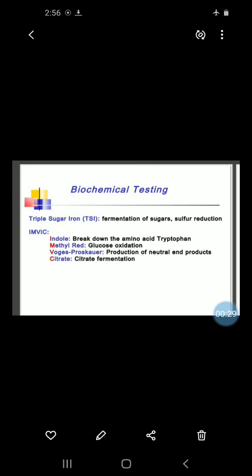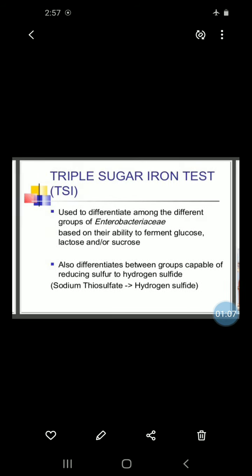First, the IMVIC test, capital IMVIC. Then the triple sugar iron, that is capital TSI, which is for fermentation of sugar and sulfur reduction. So what is IMVIC? I for indole, it is for breakdown of the amino acid tryptophan. Then methyl red for glucose oxidation. Then Voges-Proskauer, production of neutral end products. And citrate, it is for citrate fermentation.